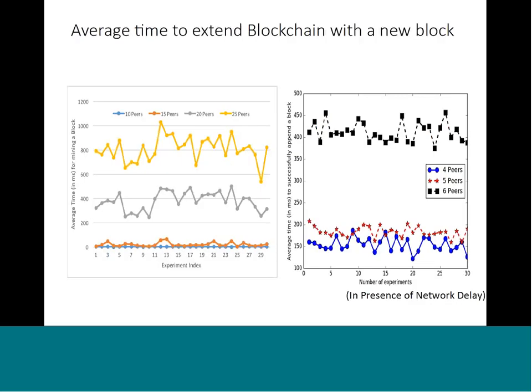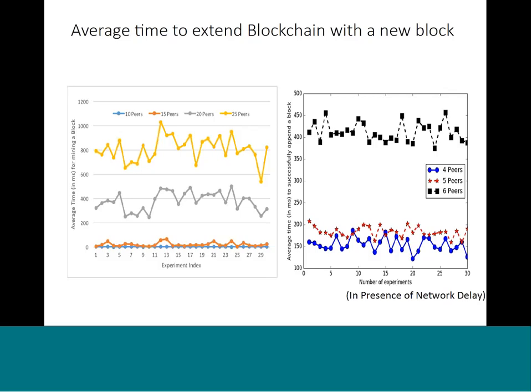So some of the results that you see over here, the first thing that we wanted to see is the average time to extend the blockchain with a new block. And as I mentioned, it's obvious that as you increase the number of peers, the amount of time it takes to extend the blockchain definitely increases. So we did notice the time increasing from the 10 peer nodes to 25 peer nodes.